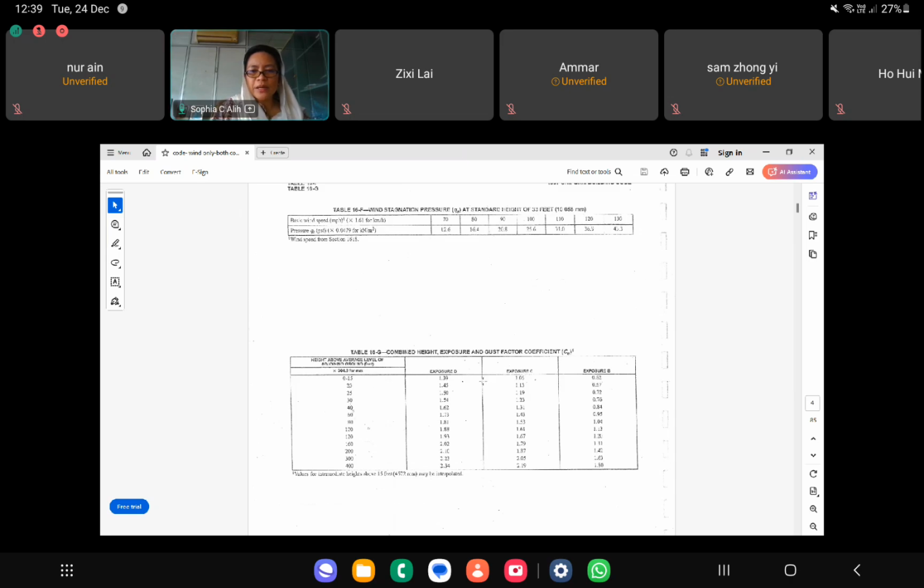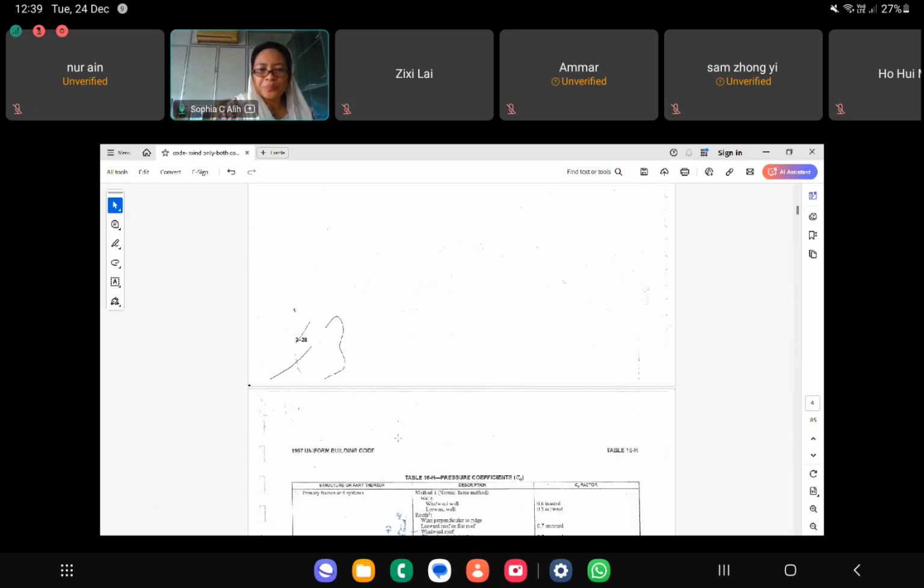This is based on your type of exposure: either exposure D, which is the extreme one, facing the sea; exposure C, which has less vegetation and fewer buildings; or exposure B, which is in the city center. So you can first choose the type of exposure and the height in feet. The maximum given is 400 feet, which is why the code says above 400 feet, if you want to use it, you can, but there is no guarantee of your safety, okay?